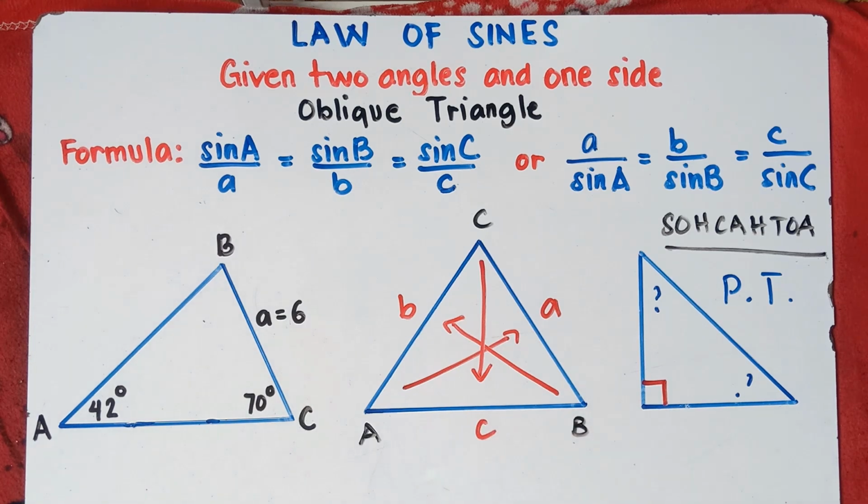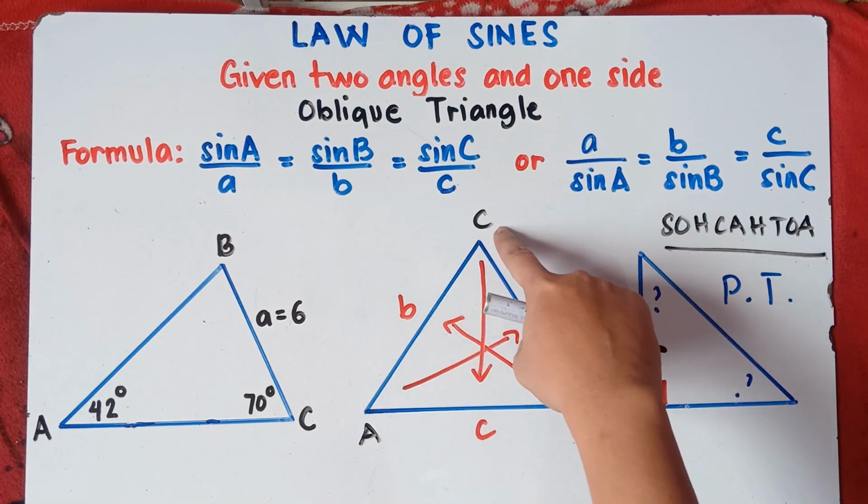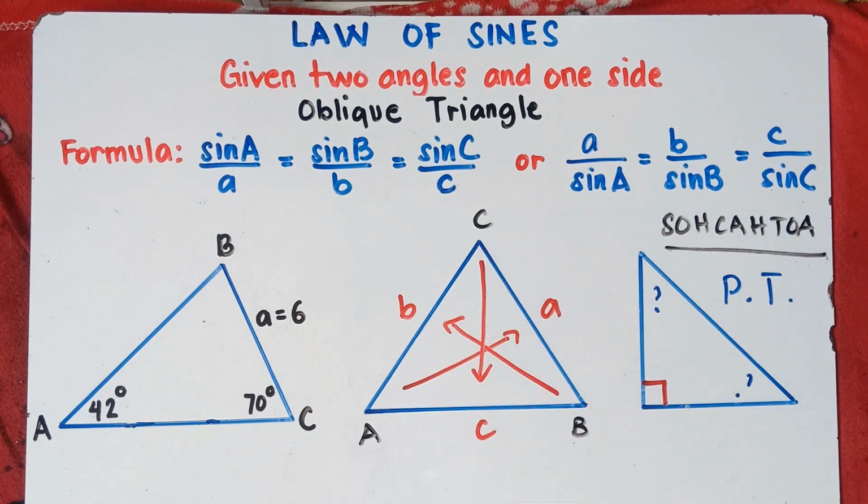Always remember this one, class. In an oblique triangle, opposite of angle A is side A, small a. Opposite of angle B is side B, or small b. Opposite of angle C would be small c.